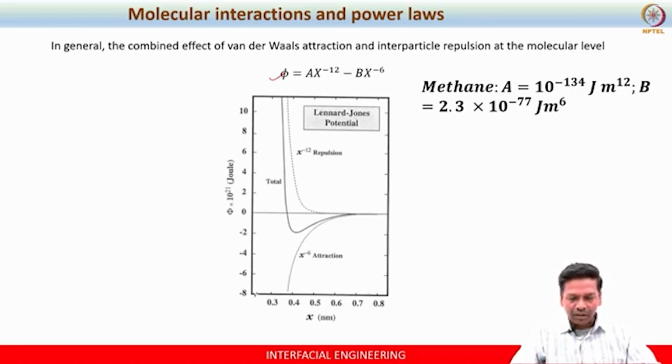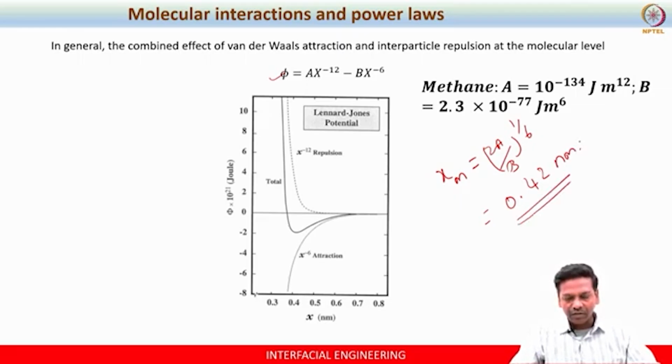You can understand further by calculating xm, the minimum coordinate at which it will pass through the minima. We know that it is nothing but 2a by b, to the power 1 by 6. If you substitute these values, remember the units of a and b. In the case of a, it is joule meter to the power 12. In the case of b, it is joule meter to the power 6. If you substitute these values, you will get 0.42 nanometer. That is the minimum distance, the minimum coordinate for this case, especially when we deal with the methane molecule. The pi m corresponding to this is nothing but 2.1 times 10 power minus 21 joule, right?